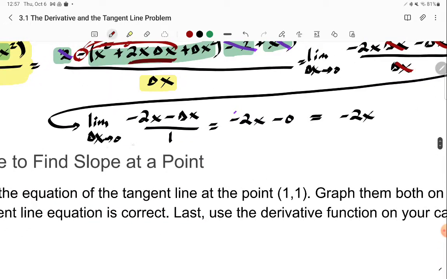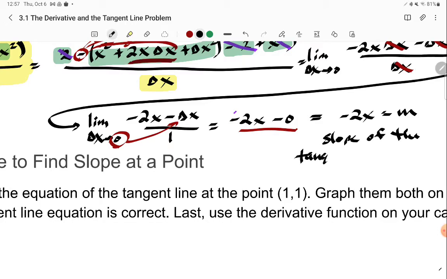So the limit as change in x approaches 0, now we can plug this in, and that's where the negative 2x minus 0 will become. And then this right here is our final answer. This is the slope of the tangent line at any point on the graph of, what was it, 2 minus x squared.